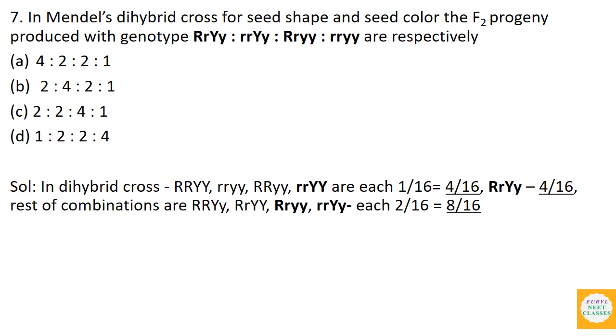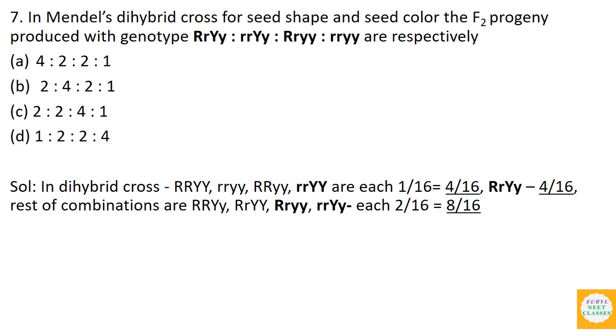So simple. The question itself says it's a dihybrid cross. Students, what you should do is remember the combinations of these alleles. Of course, everyone remembers the table of 16. The first will be RRYY. This extreme end you are going to remember is rryy. The in-between things are only the confusion part. So I'm going to teach you a simple logic.